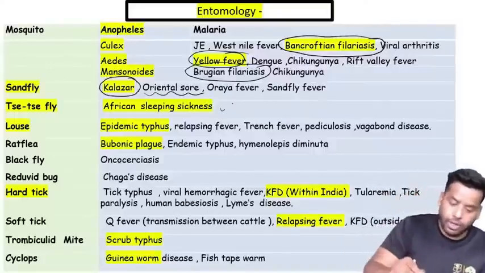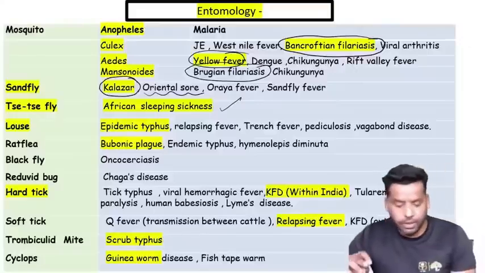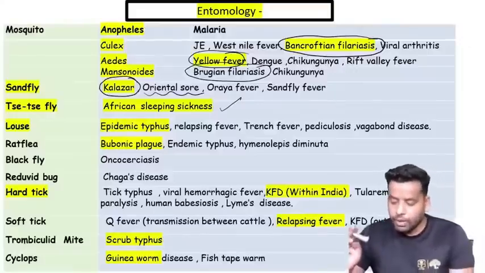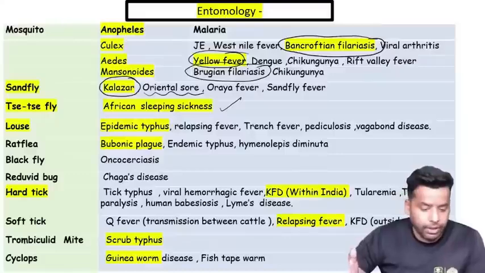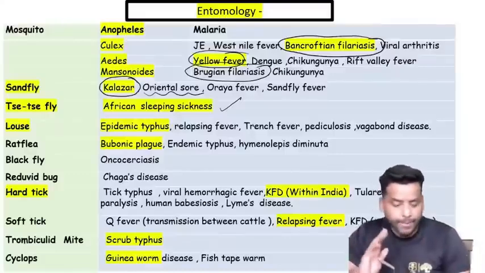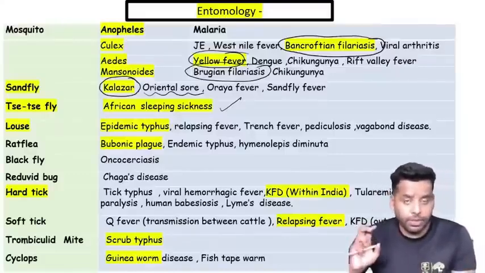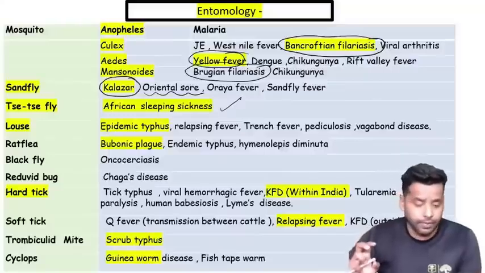What is the vector for African sleeping sickness? Answer my next question. Tsetse fly, which resembles housefly. It is very, very dangerous. Tsetse fly.